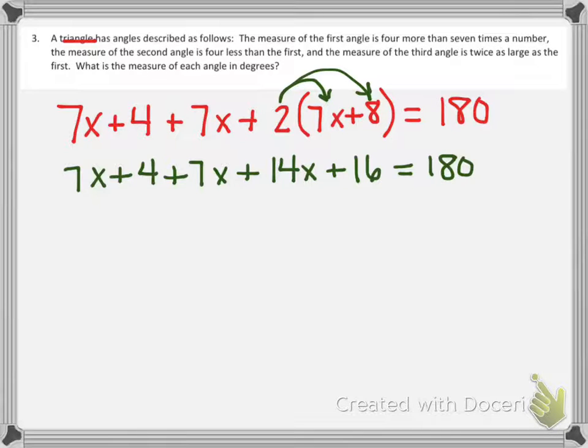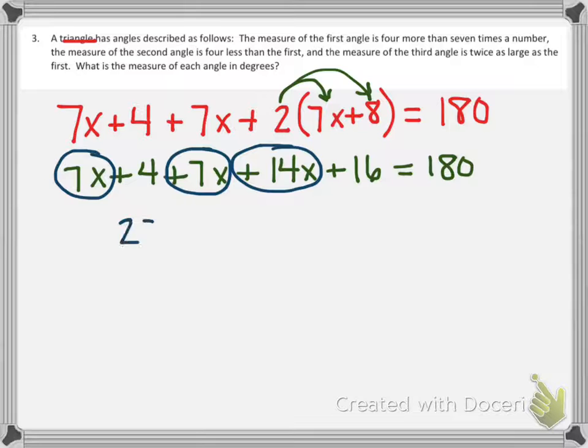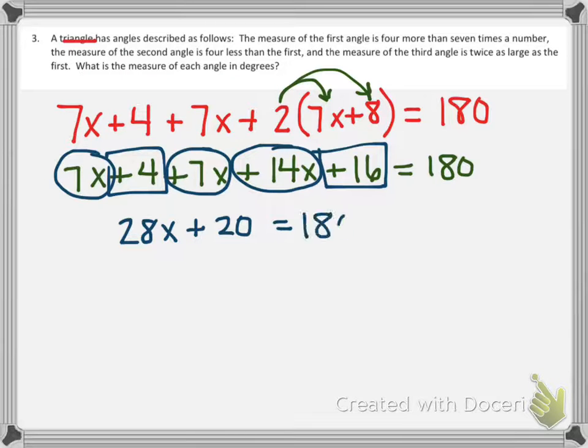Now I can combine like terms. So let's do the x's first. I have 7x plus another 7x plus 14x. If you add all those together, you get 28x. And then my two constants, a plus 4 and a plus 16, add those together, you get a positive 20. That's equal to 180.